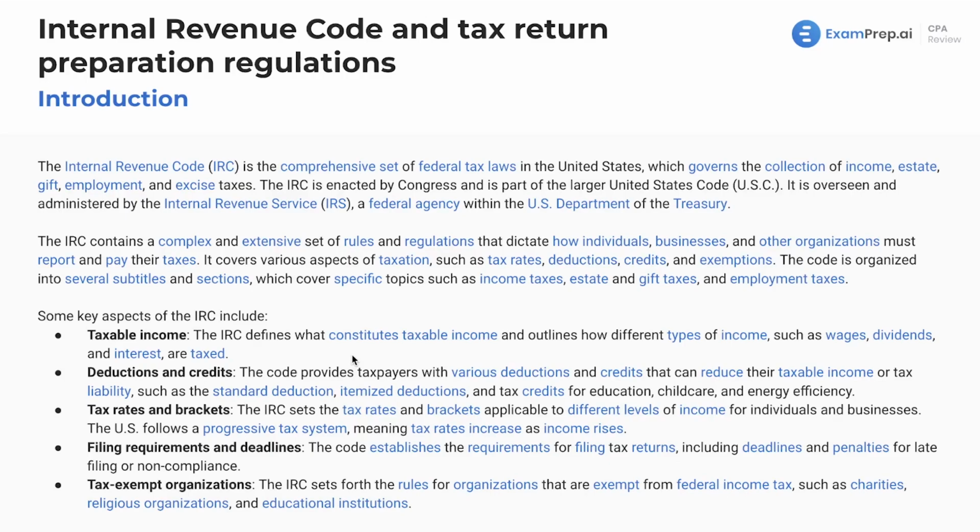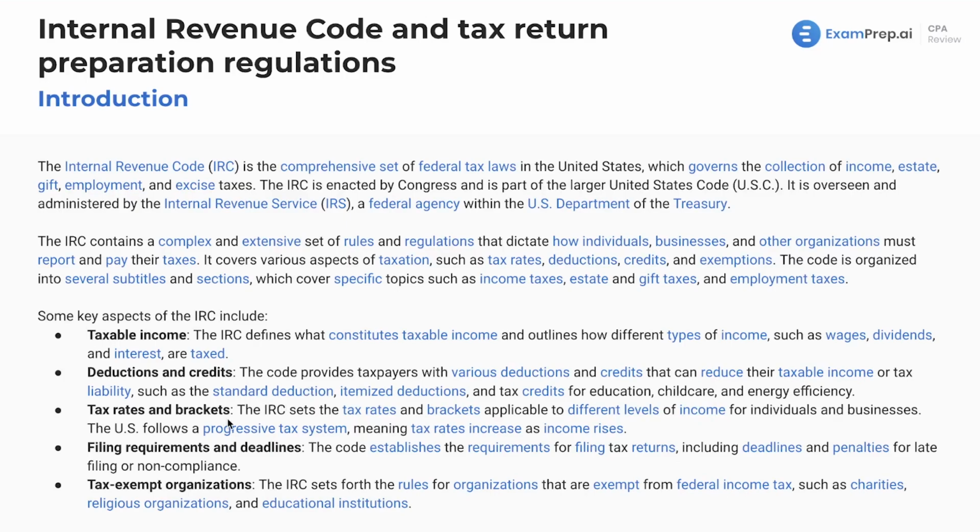Now, obviously, the IRC does not have anything about business law because it's about taxes, so that would be an area where you'd struggle a bit. The IRC also discusses deductions and credits. This is going to provide taxpayers with various deductions and credits, which we'll have a whole lesson on, which can help reduce taxable income or liability. We've got the standard deduction, itemized deductions, and various tax credits. You're going to become quite an expert at all of those. I'm going to be so proud of you when you do, because you'll be able to pass the exam.